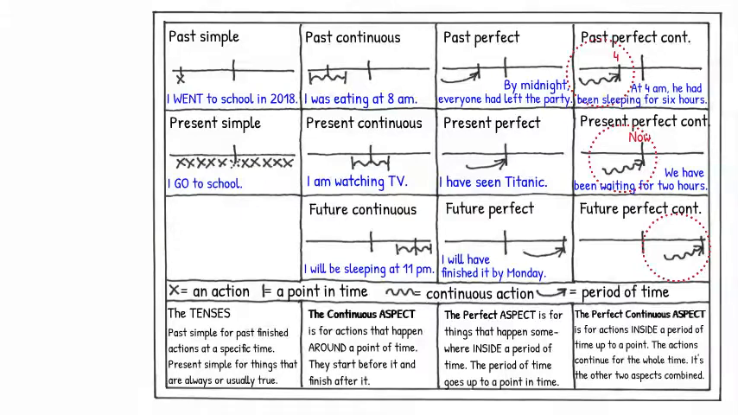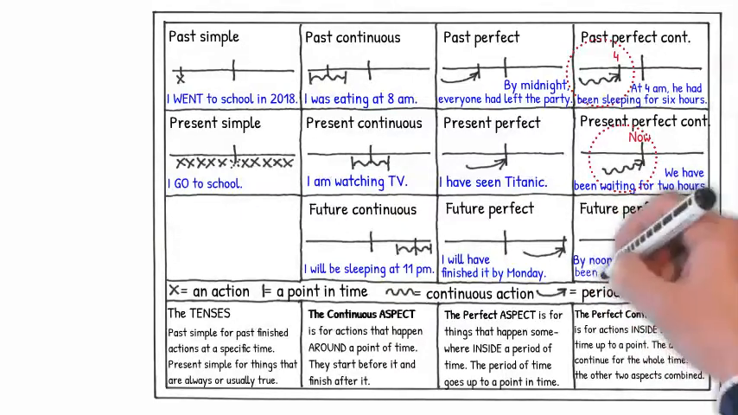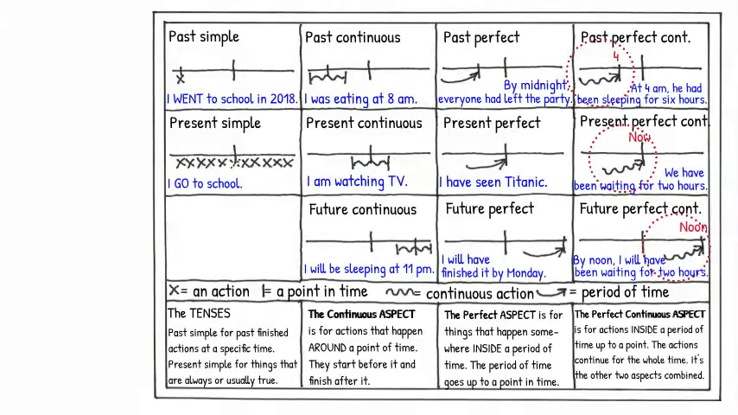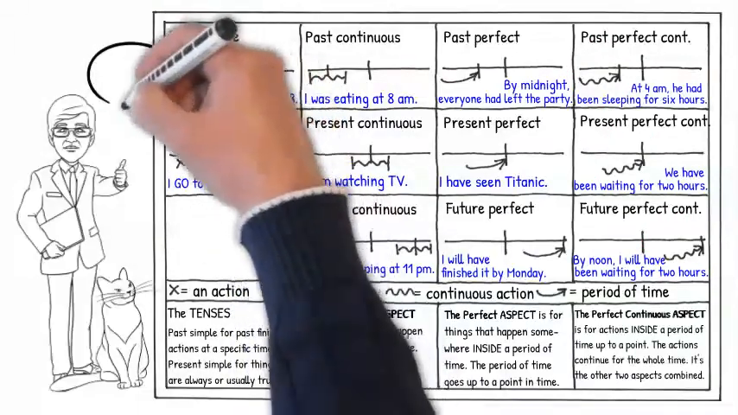It's the same with the future perfect continuous. By noon, I will have been waiting for 2 hours. So noon is the point in time in the future, and at that time, there will have been 2 hours of me waiting continuously before that. And that's it.